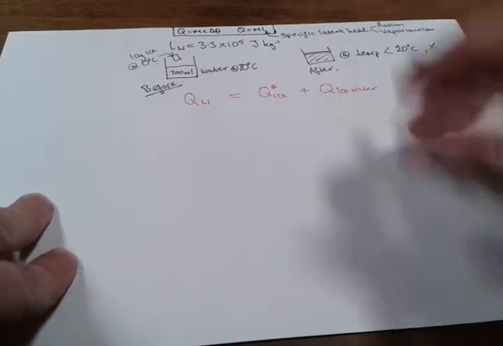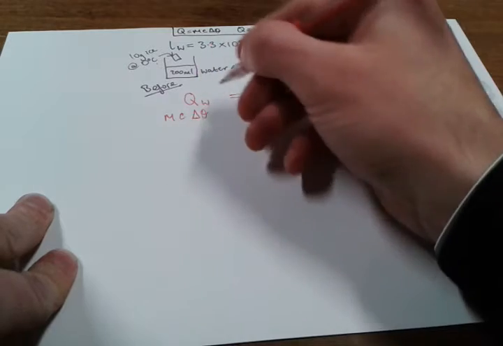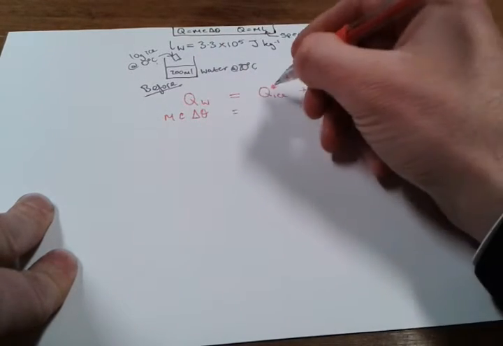All right, what do we substitute in for QW? Well, it's mc delta theta like before. We'll fill in the subscripts in a minute.